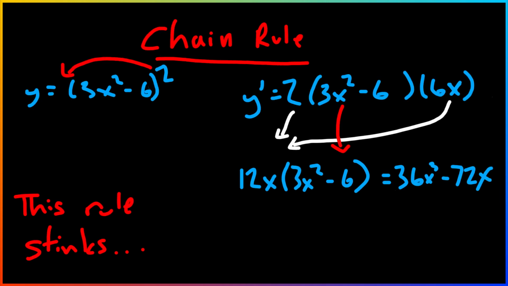The worst rule when it comes to probably all of calculus, but especially derivatives, is called the chain rule. The chain rule is when you have a polynomial that is raised to an exponent.